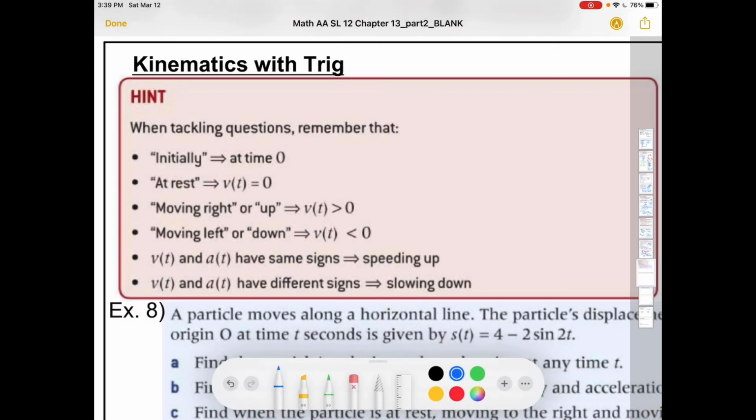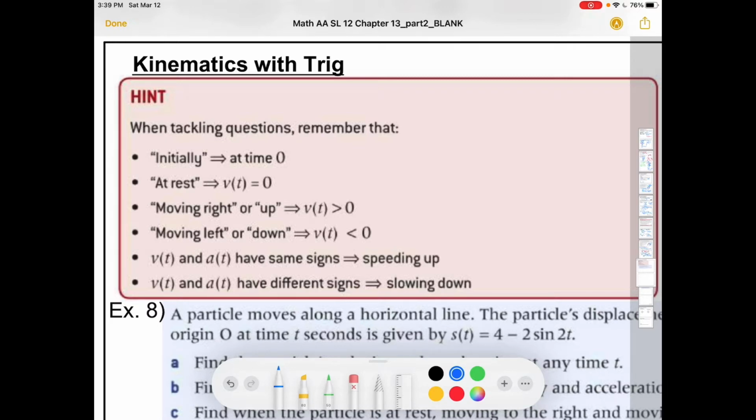Hi folks, welcome to this video on kinematics with trig functions. So we've got a few things to remember here. We've done kinematics questions before, maybe even with a bit of trig, but in this video we'll sort of focus in on that. So when you see the word initially, that means that time is 0.